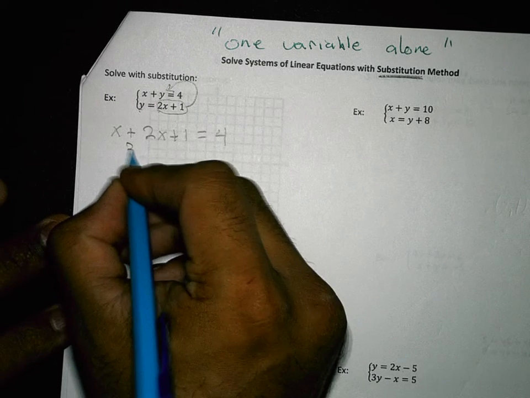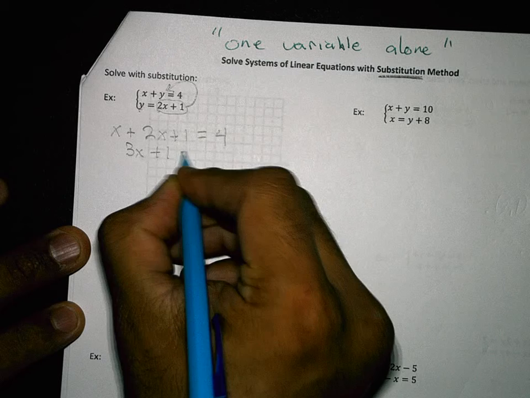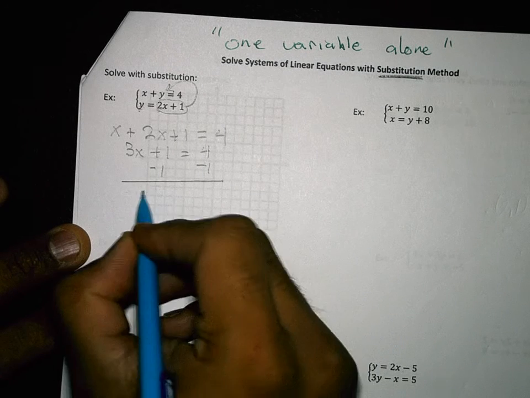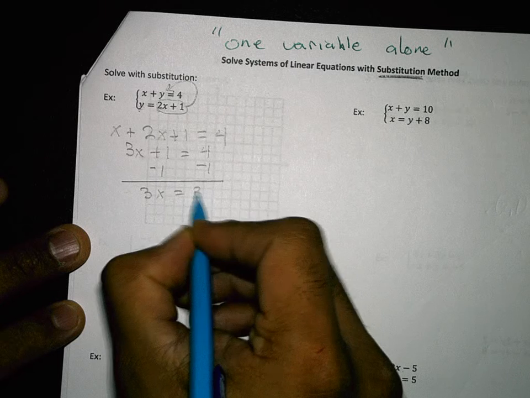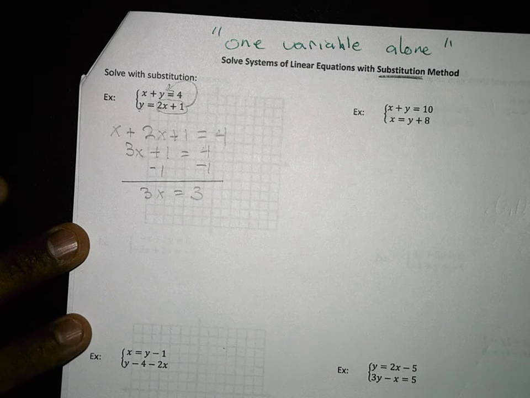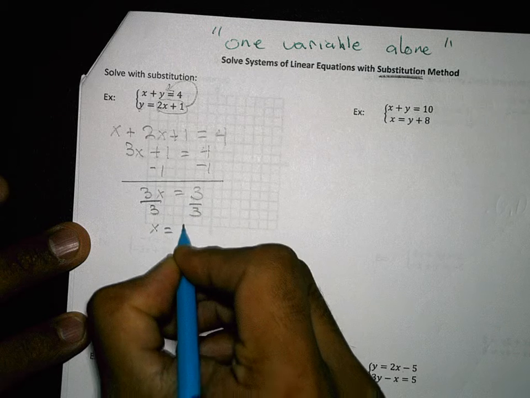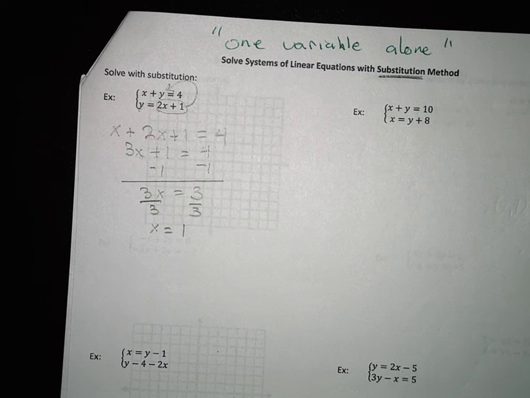So I'll combine like terms. Subtract 1 to both sides, divide by 3, and x equals 1. So now I got to find the y value.